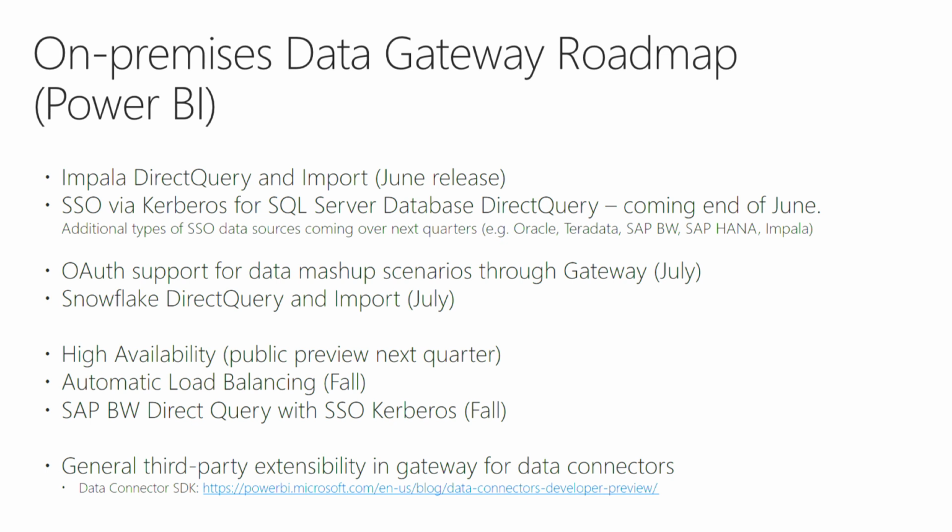In the July release, you will see we add Snowflake direct query and import through the gateway. We also add OAuth support so that you can run mashups from cloud sources and on-premise sources through a gateway. And then high availability, expect to see a preview in the next quarter. Automatic load balancing is also coming later this year. As I said, SAP BW is one of the sources that we're also ultimately looking at for single sign-on, not just regular direct query. And finally, third-party extensibility, so that you can implement your own custom connector and use it with the gateway. That's also something we are working towards.